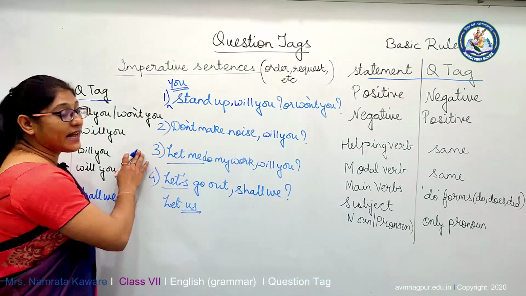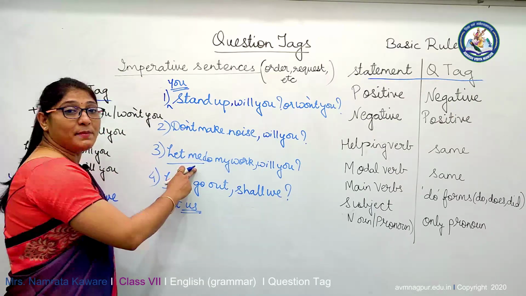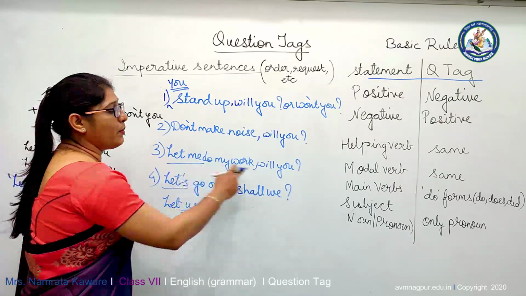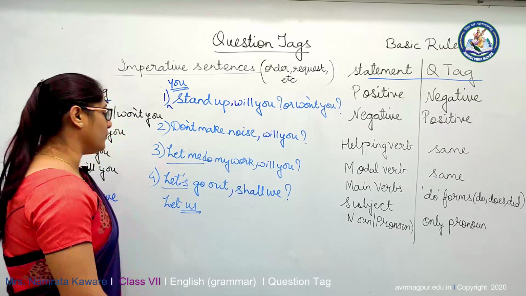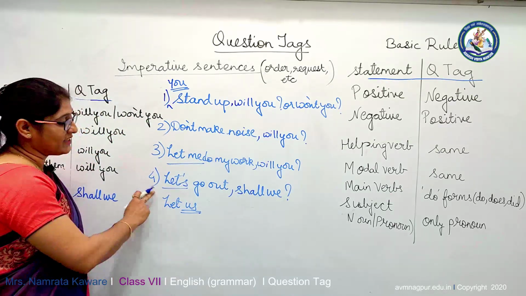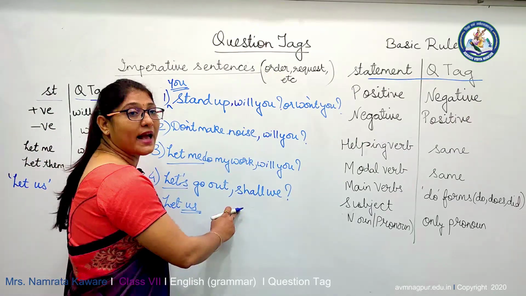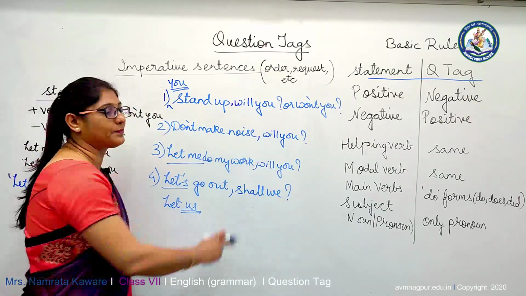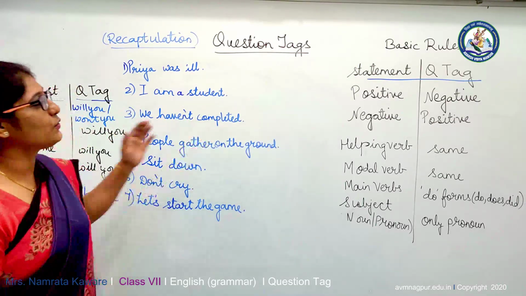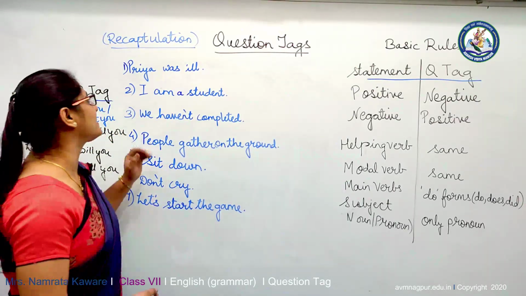The sentences that begin with let, whether there is me, you, them, everywhere the question tag will be will you. But if the statement begins with let's or let us, then the question tag will be shall we, as the action is done together. Let's revise all the rules by adding question tags to these sentences.